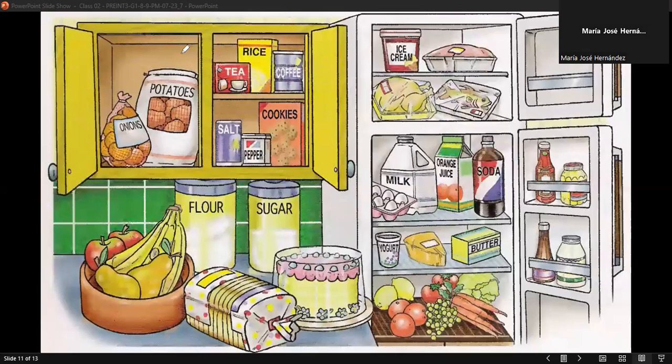Okay. How much rice is there? There is some rice. Perfect. Now, Letty, ask one question to Alvin. Albino, how many carrots are there?